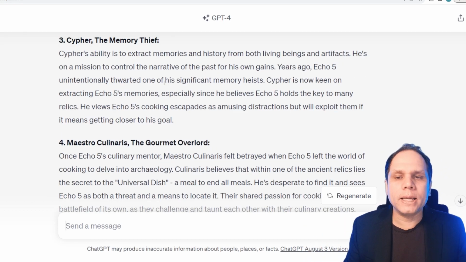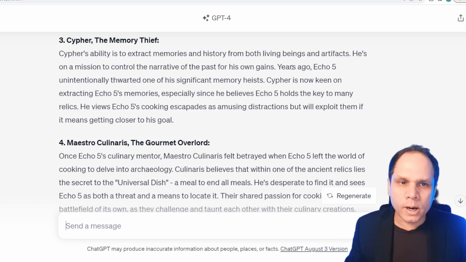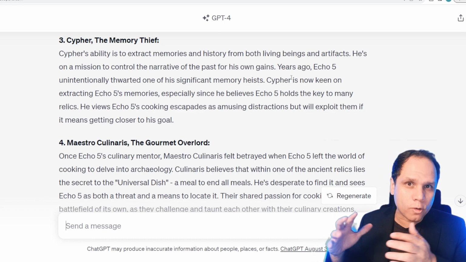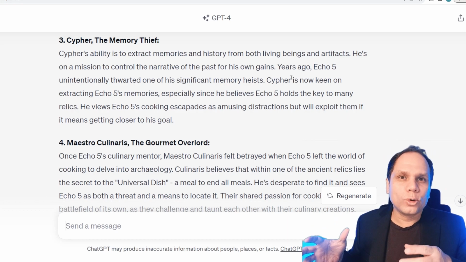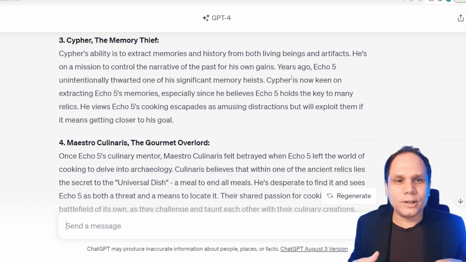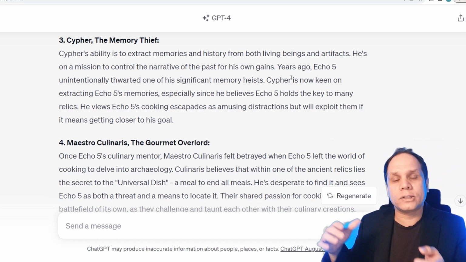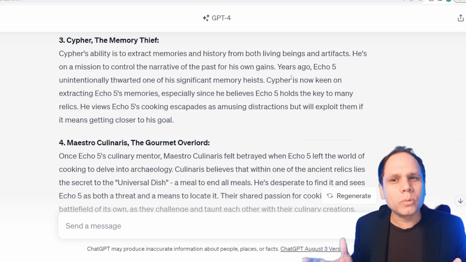But one of these gave me an idea here. We're seeing Cypher's ability to extract memories and history from both living beings and artifacts, which started to make me wonder, what if this antagonist is actually in love with Amara Flint? He has seen a future where Echo 5 sacrifices Amara in order to learn more about his past. So what if this antagonist is actually trying to stop our protagonist from sacrificing Amara? That could be really interesting.